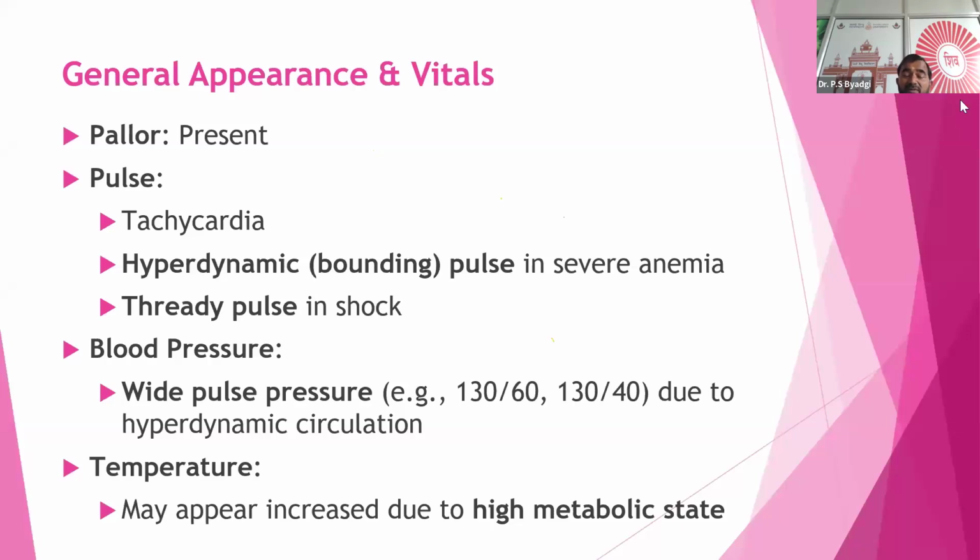Blood pressure is very, very important. The systolic is always in the normal range, and the diastolic pressure is in the lower range because of the hyperdynamic circulation. In this patient, it was 130 by 70 or 60, like that. The temperature may appear increased due to the high metabolic rate. In case of anemia, due to the high metabolic state, the patient complains of febrile sensations.